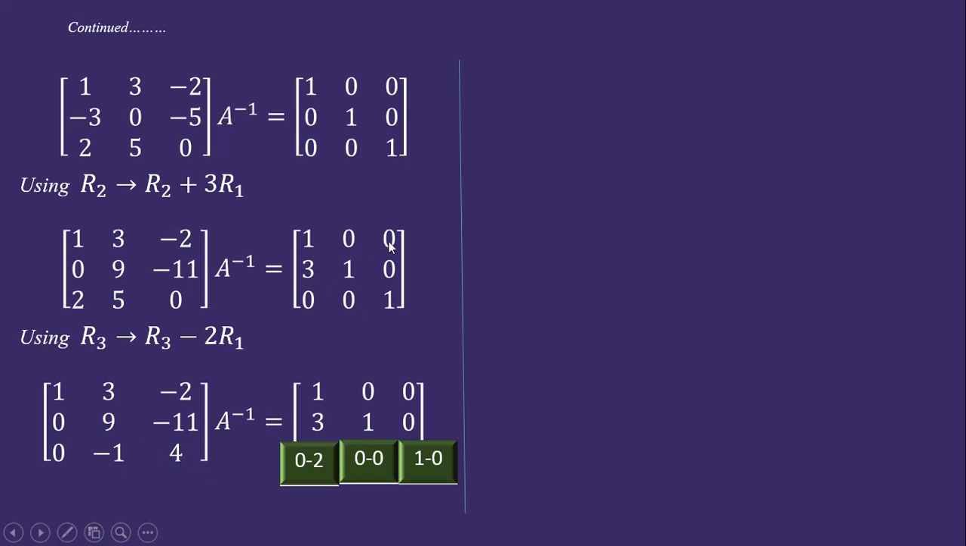Same transformation on RHS. First row 1 0 0 as it is, second row 3 1 0, and now the last row will be 0 minus 2, minus 2; 0 minus 0, 0; 1 minus 0, 1. Okay, now here first column is 1 0 0. Now we adjust elements in the second column. First we make 1 in place of this 9.